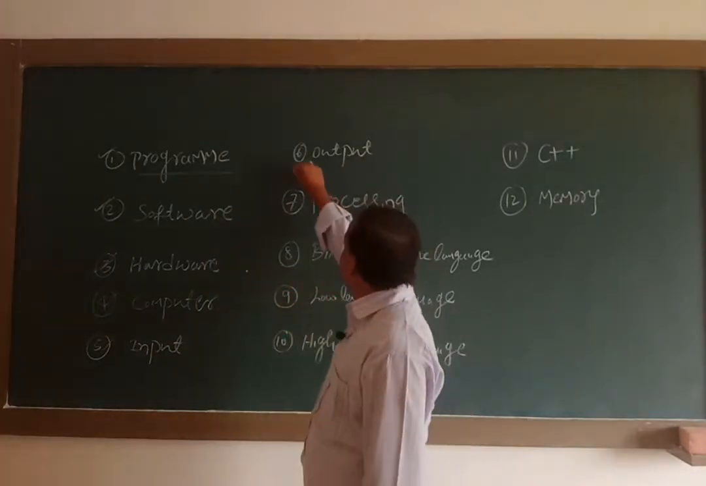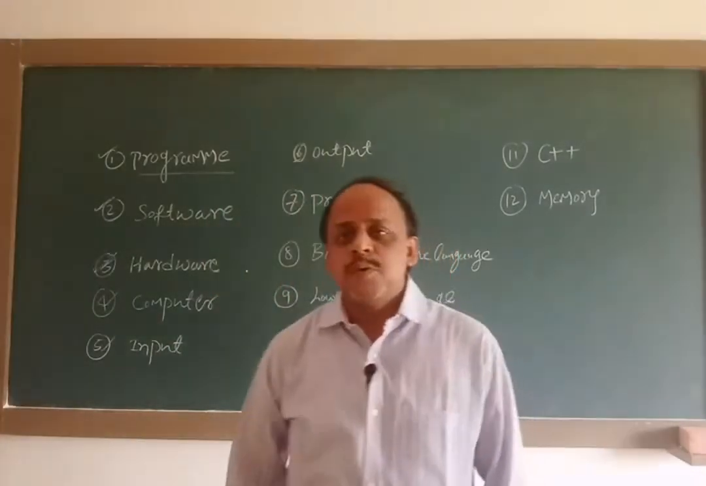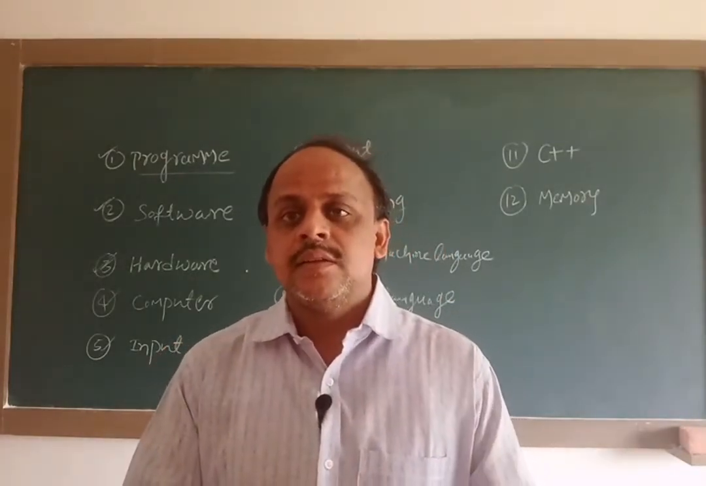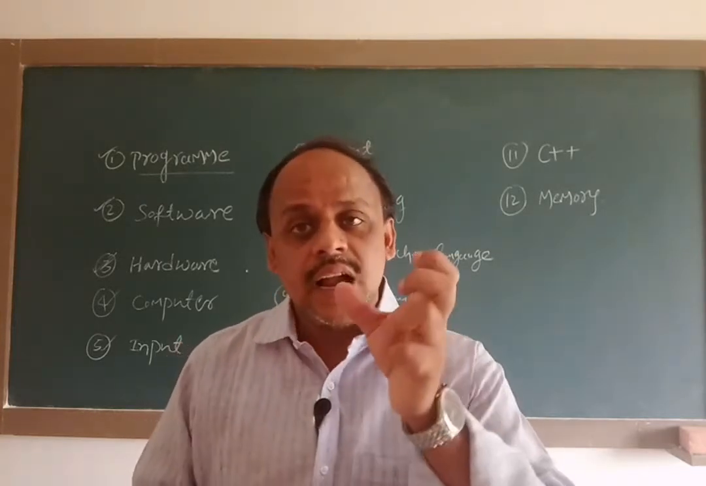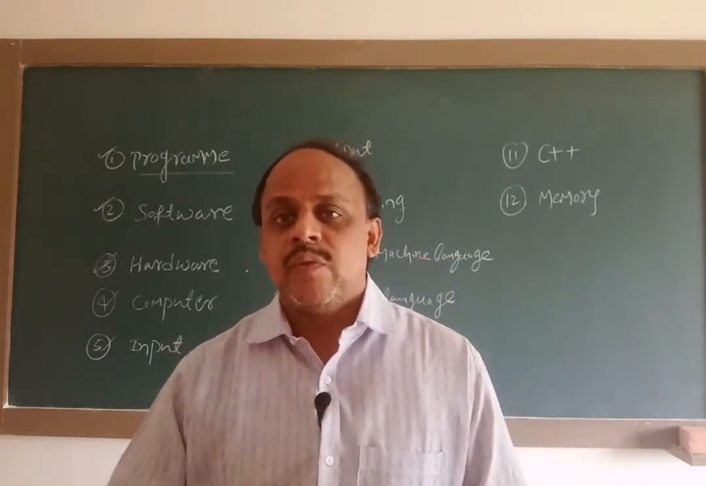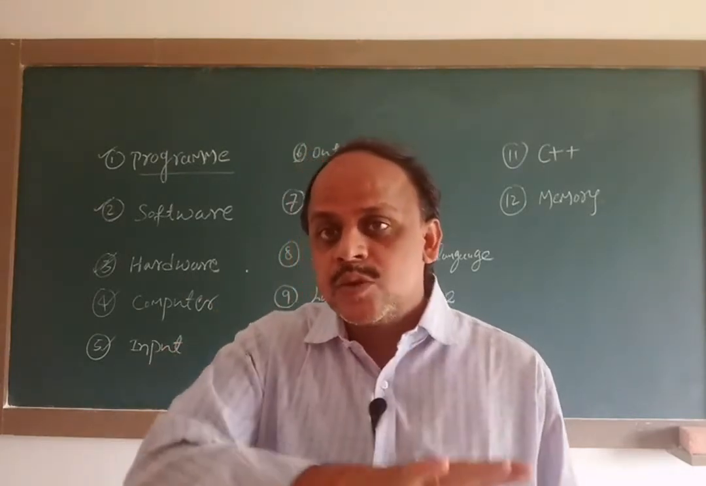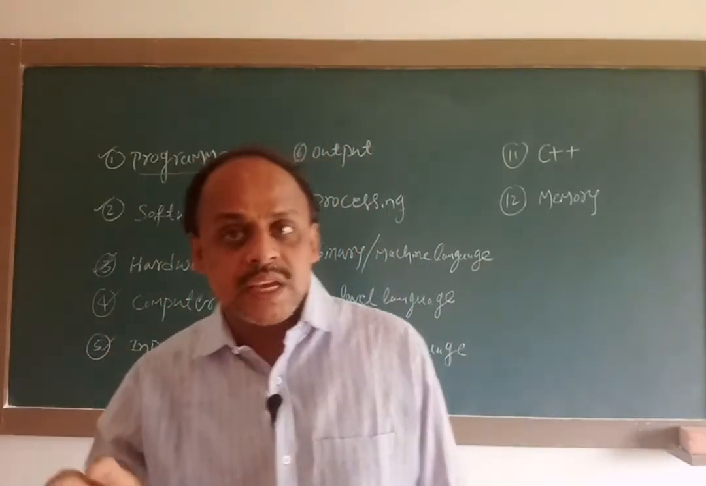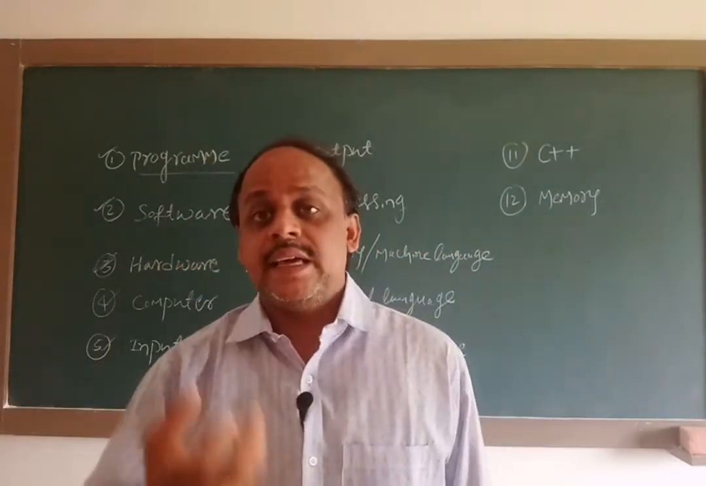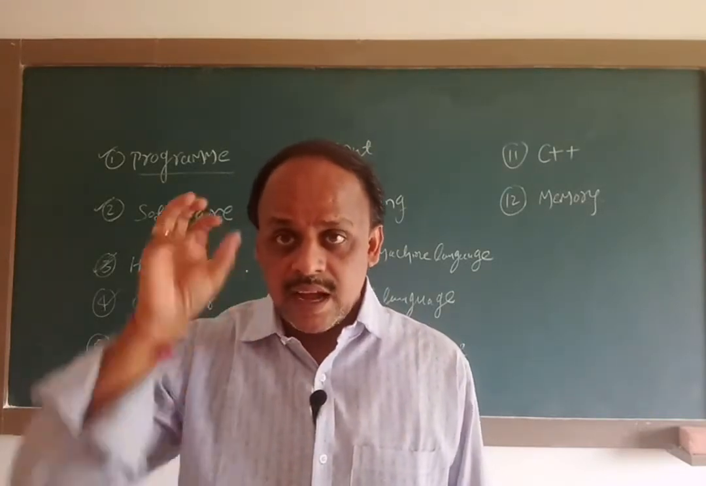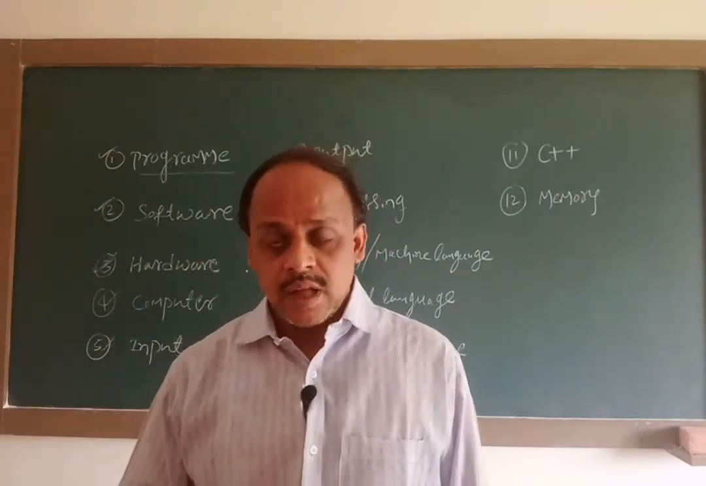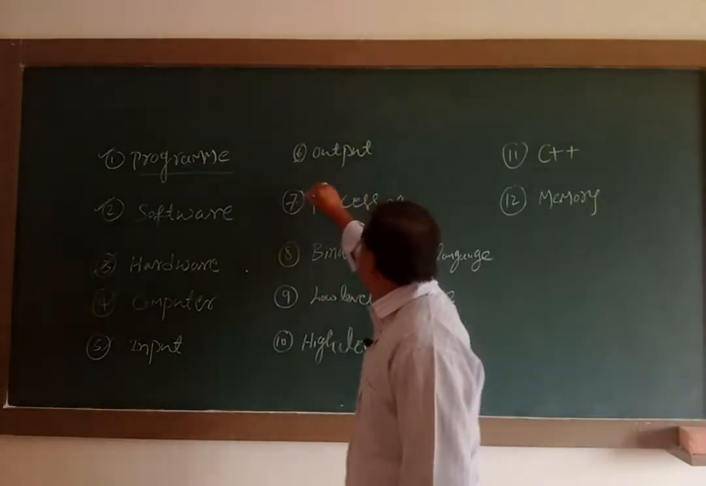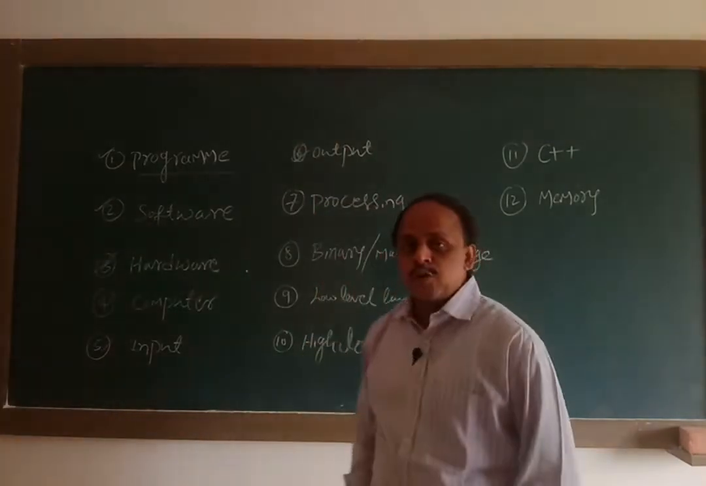And the next is output. What is an output? After processing, what we get is called output. Whenever the user enters data, that data goes for processing. Processing means working. After processing, the result that the user gets is called output, right?